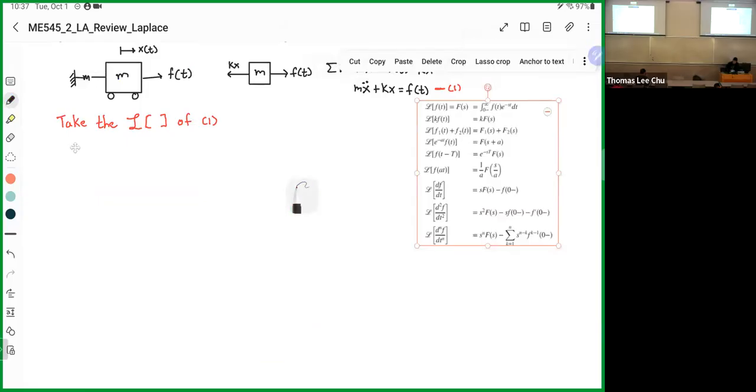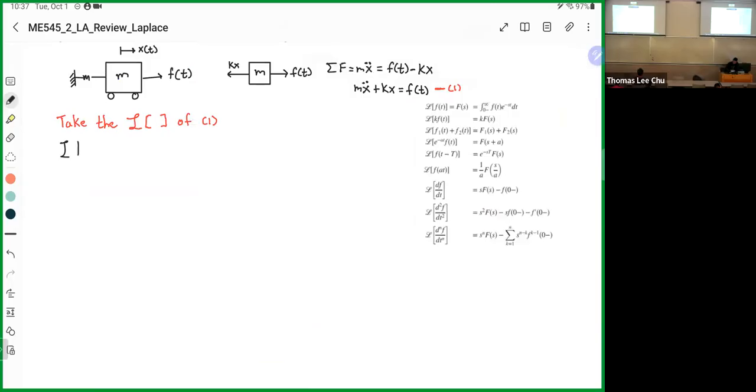All right, so if we take the Laplace transform of this whole differential equation, we get mx double dot plus kx is equal to f of t. Well, if you look here, I'm going to highlight it. This is the linearity theorem. Mass times x double dot and spring constant times x, they're both constants. We can just pull them out. And if we take a Laplace transform of just f of t, it just becomes f of s.